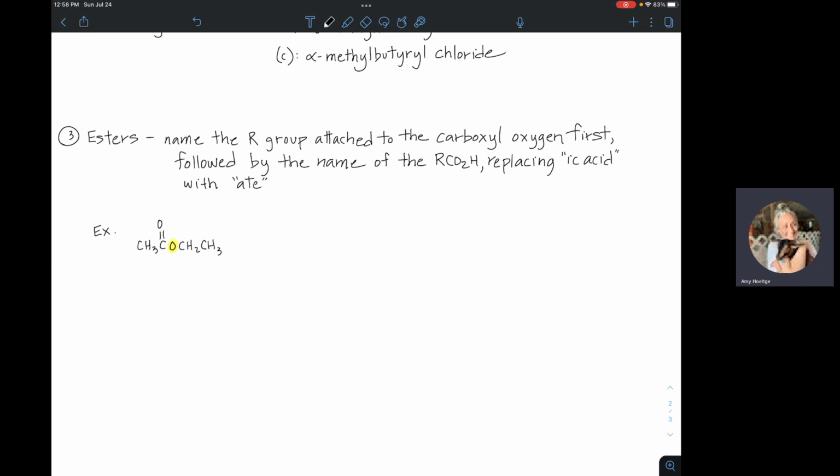This one you probably used in the lab as a solvent. So you're going to name the alkyl group, right? The R group that's attached to the carboxyl oxygen first. So this right here is the R group attached to the carboxyl oxygen. This is an ethyl group.